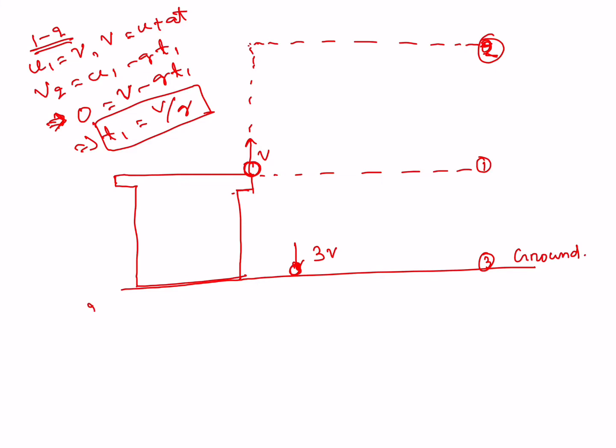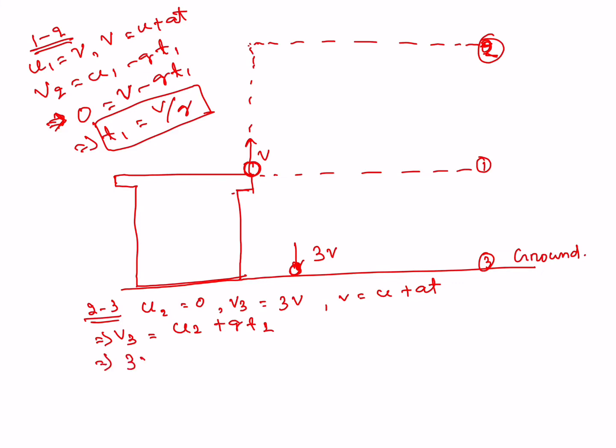Then 2 to 3, from maximum point to ground. u2 initial velocity is 0 at point 2. v3 final velocity is 3v. So again v equal to u plus at, we will apply. v3 equal to u2 plus g t2, 3v, u2 is 0. t2, how much will you get? 3v by g.